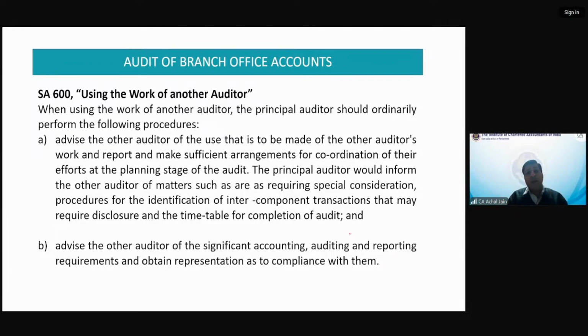If anything is required to be communicated to the component auditor in respect of any company, in respect of any significant area, in respect of any significant matter, which they need to be aware of, who will do that? Principal auditor.